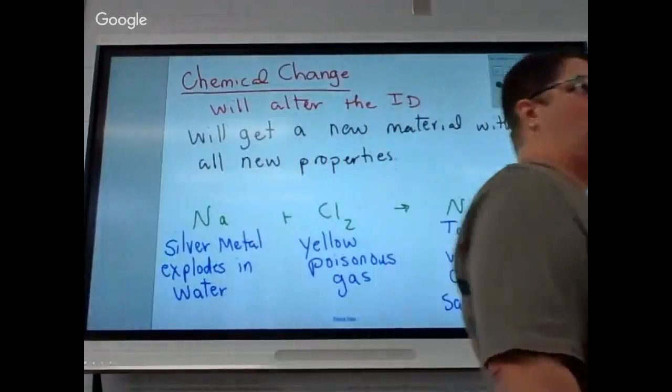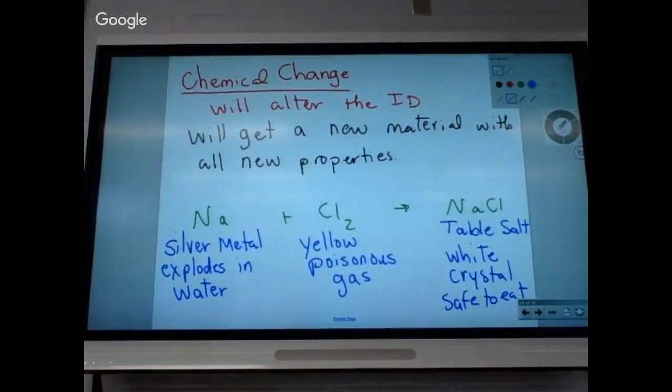Okay, a little sniff of chlorine gas, whoop, drop dead. All right, we've got a metal that is explosive in water with a gas that you sniff a little bit of, drop dead. Okay, combine the two, and suddenly they're safe to eat. We can sprinkle it on our lunch today, and no one will die. All right. It undergoes a chemical change. It's completely safe to eat.